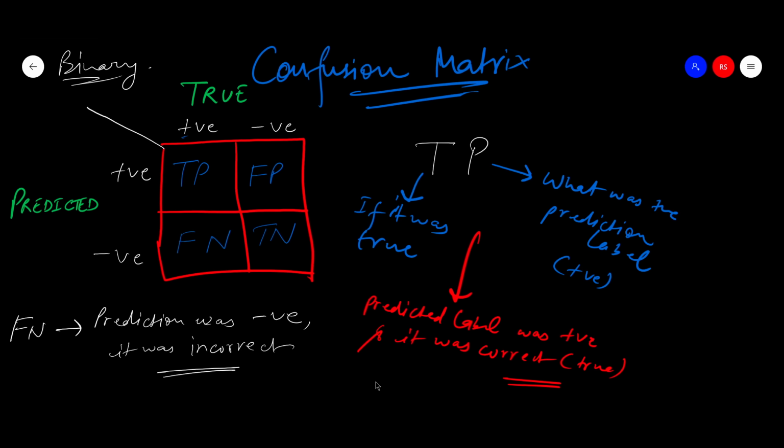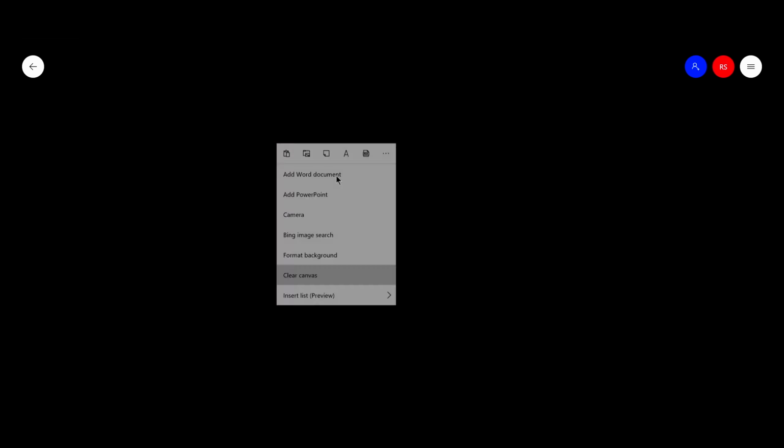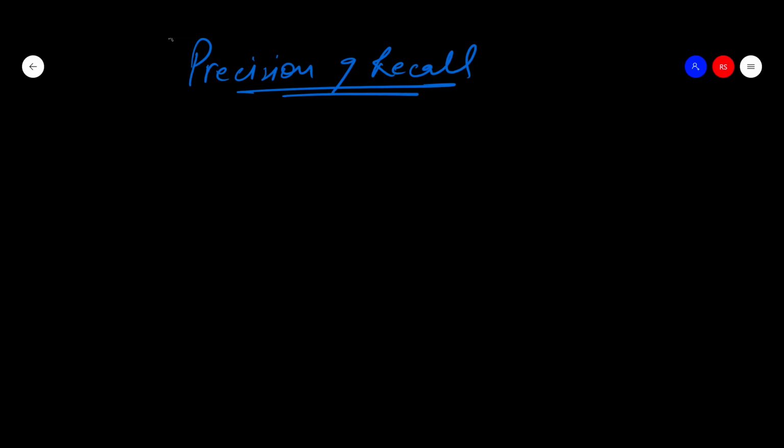Okay, so this is sorted. Let's just clear everything up. Now let's define a few metrics as we all know. Let's define precision and recall. We're going to first define what these individual terms mean. What do precision and recall mean? And we'll try to construct the formula based on the definition from the confusion matrix that we just saw previously.